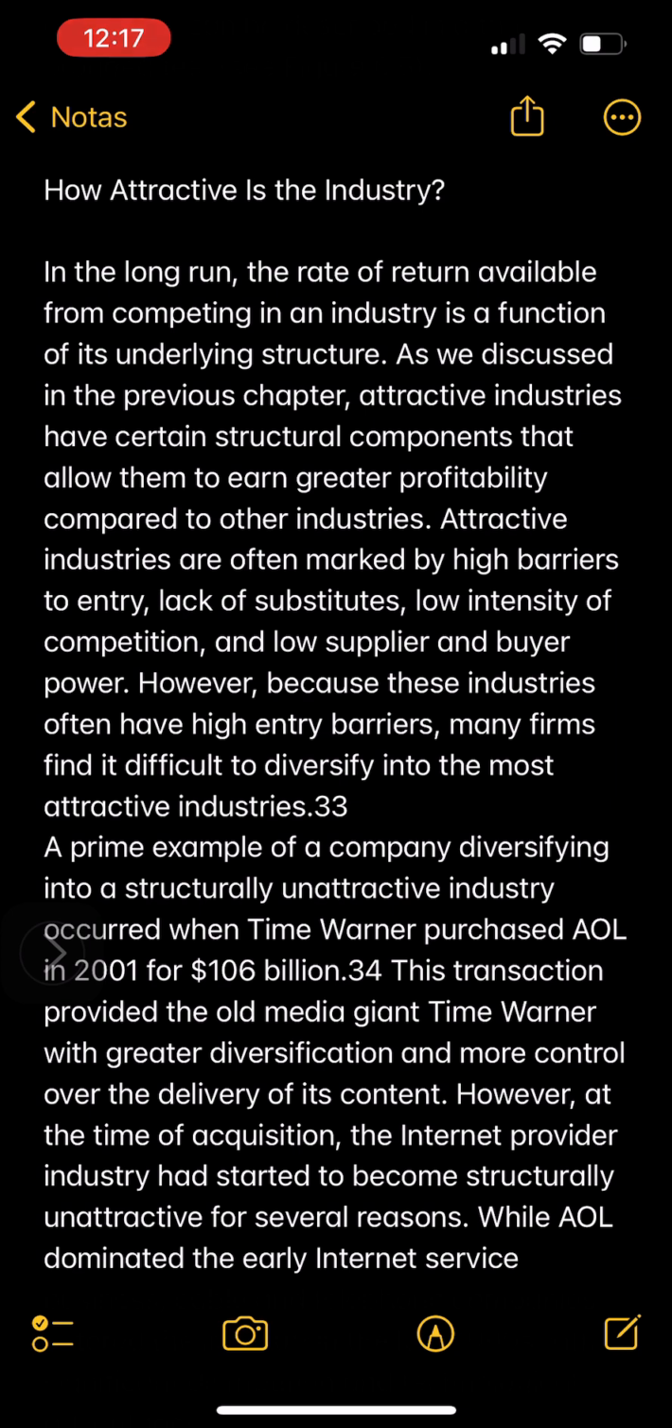Attractive industries are often marked by high barriers to entry, lack of substitutes, low intensity of competition, and low supplier and buyer power. However, because these industries often have high entry barriers, many firms find it difficult to diversify into the most attractive industries. A prime example of a company diversifying into a structurally unattractive industry occurred when Time Warner purchased AOL in 2001 for $106 billion.